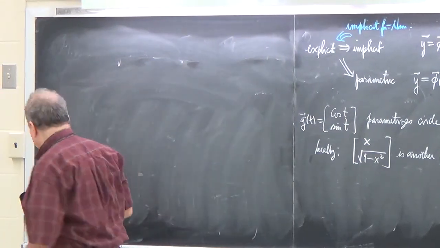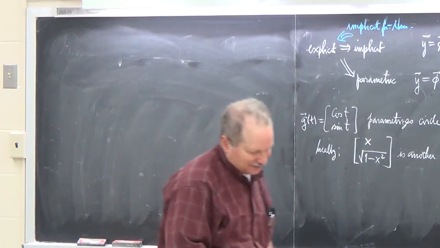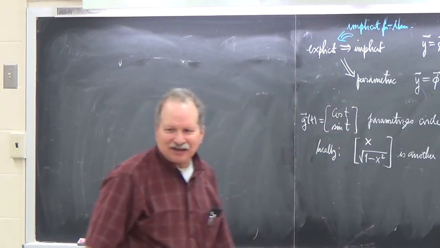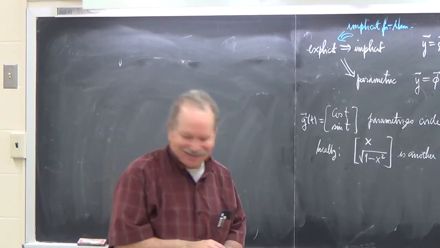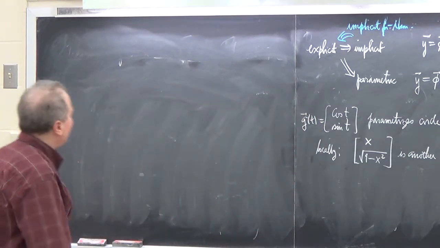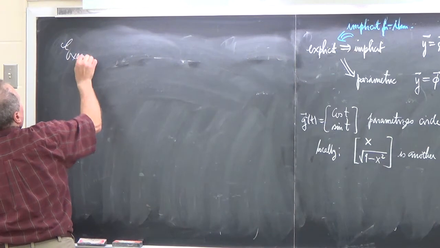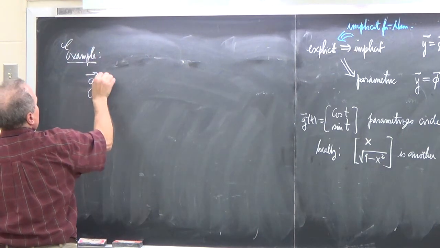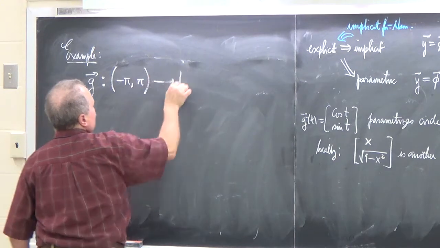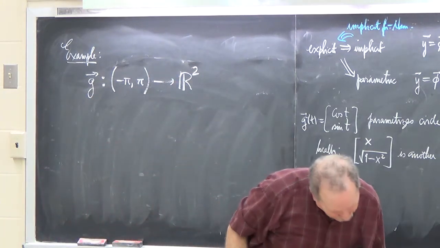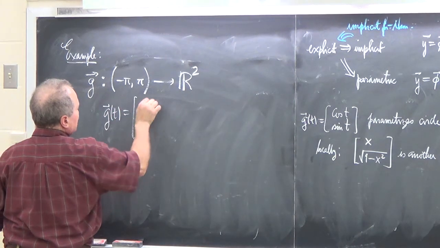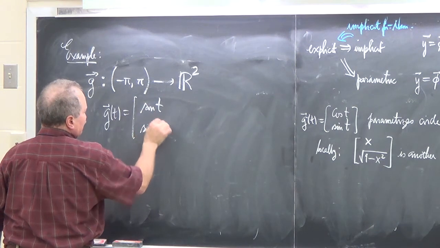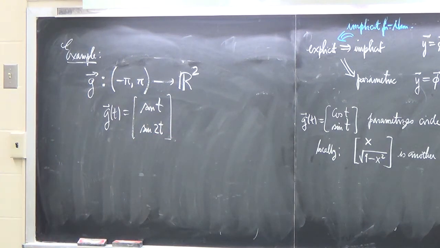Here's what can happen with parametric equations. G is C1. Has anyone in here heard of a Lissajous figure from physics? Here's an example. Here's G mapping negative pi to pi to R2. And I worked very hard to get this. G of t is sine of t, sine of 2t. So you actually can see this curve appearing on oscilloscopes if you do the right thing.